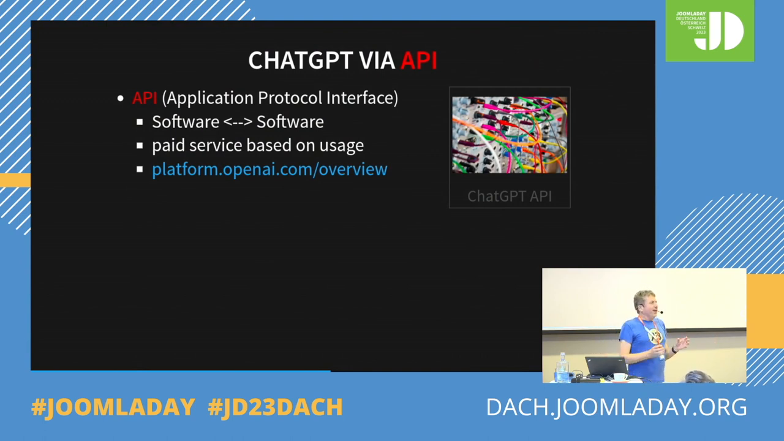It's like if we go to a website, we use our browser, we are a person, and we look for information on the website. But what if you have a website where software is running and it wants to get information from another website? Well, they use an API. Like you go to a website where you can buy something, like tickets for Joomla Day.